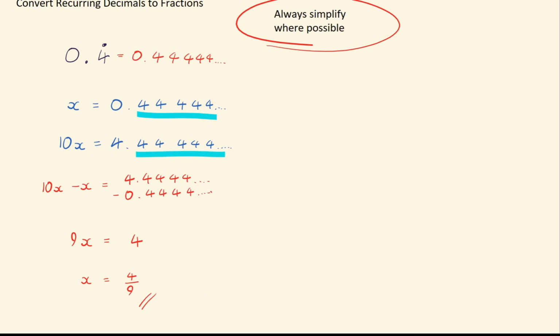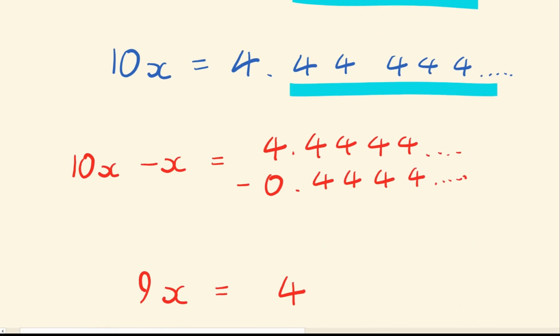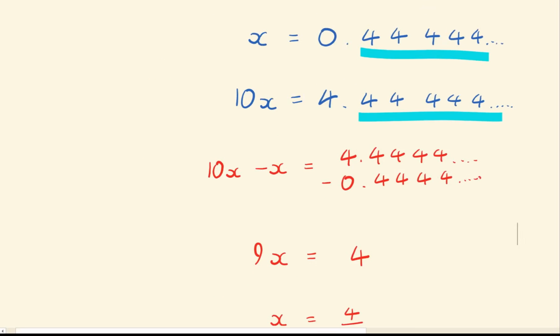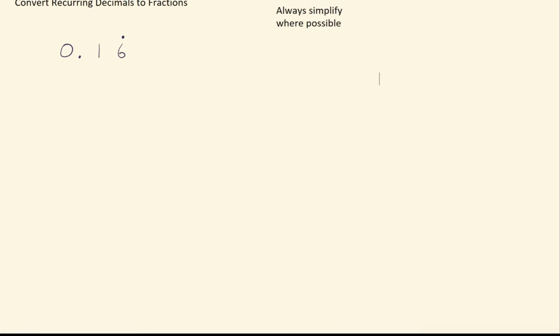Okay, that is the key idea. Again, this method works for all recurring decimals. So just to recap the key ideas, we let x equal a recurring decimal, we then times by 10 repeatedly, sometimes it's more than just once, until we have the same decimals after the point. Then we take away those two things and we're left with a nice simple equation to get my fraction. So let's see that again.